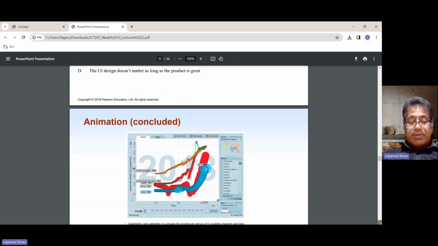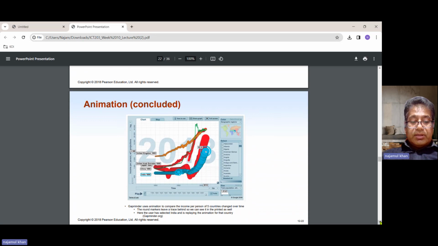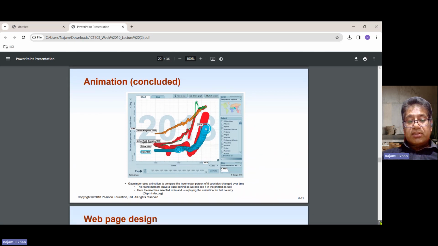Animation, guys. This is one example. Gapminder uses animation to compare the income per person of 5 countries change over time. So just this animation could be sometimes interesting. This defends what you are making. But they are good actually. So Gapminder is one of the websites which actually does this.